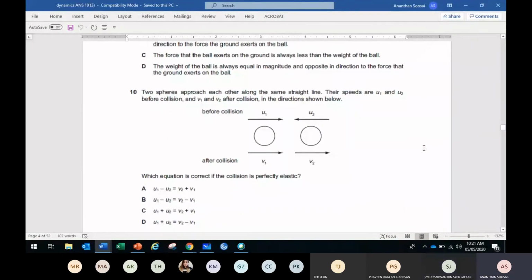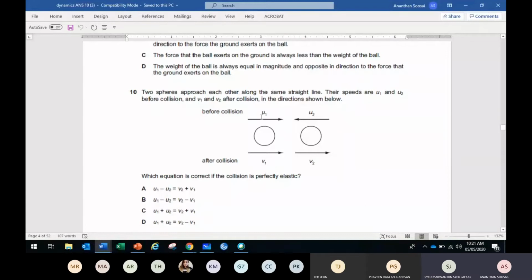Use the concept: relative speed of approach equals relative speed of separation. For this case, what's the answer? D. D, good. So the answer should be? It's D. C or D? D. D, right? Yes, it should be D.